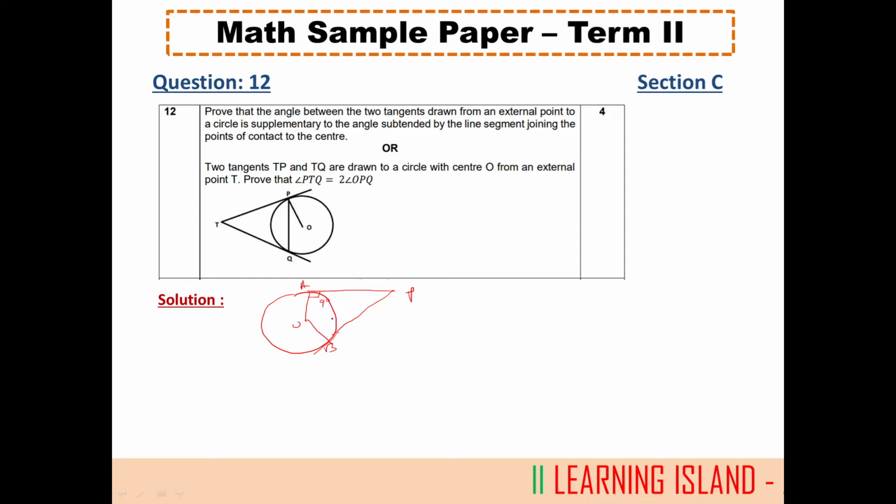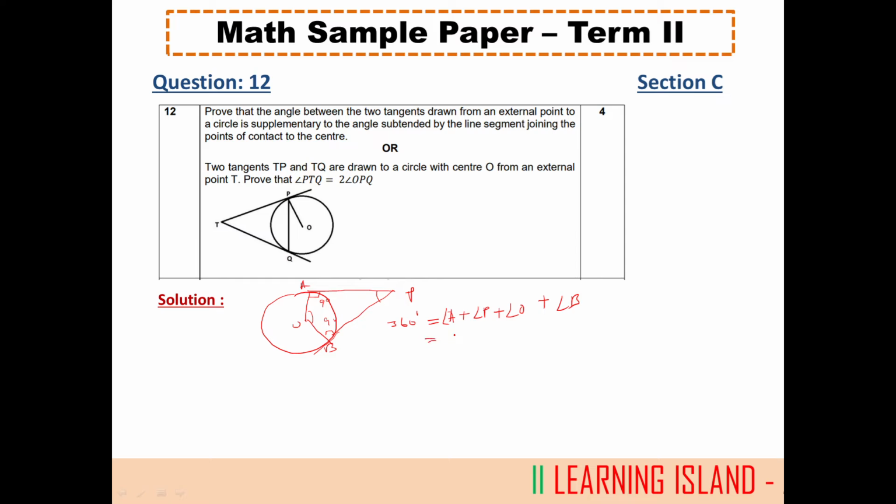We know that this is 90 degrees, and I don't know these angles. So suppose that is O and P. From a quadrilateral, OAPB is a quadrilateral. So the angle sum of the quadrilateral is 360 degrees. We know that this will be equal to angle A plus angle P plus angle O plus angle B.